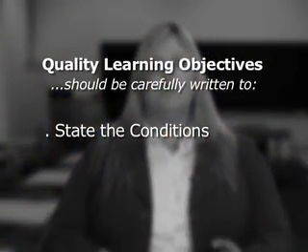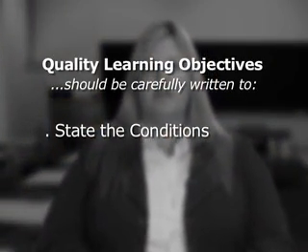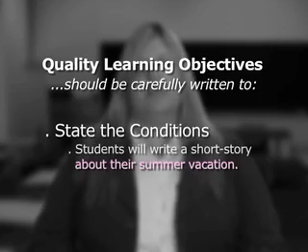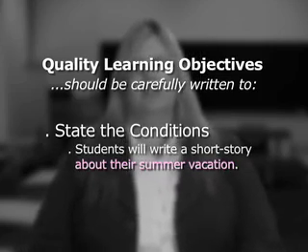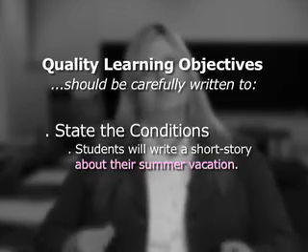Quality learning objectives should also state the conditions under which the student is expected to perform the behavior. For example, the following learning objective indicates that students will write this short story about their summer vacation, which is the condition of the objective noted in pink text.